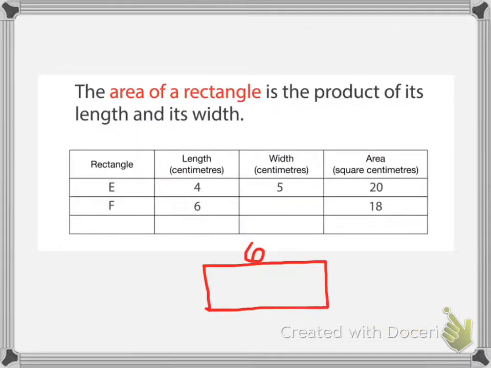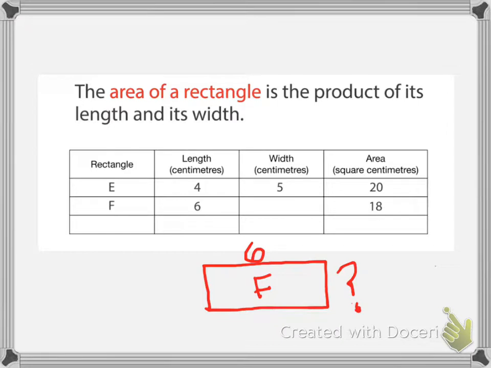Sometimes we'll be given a chart where we have to determine what the width might be, judged by the length and the area that we're given. So if we look at shape F, E was already done for us, so this would be rectangle F. We know that the length of the rectangle is 6 centimeters, but we don't know what the width is. We do know, however, that the area in total is 18. So we have to ask ourselves, what times 6 would give us 18?